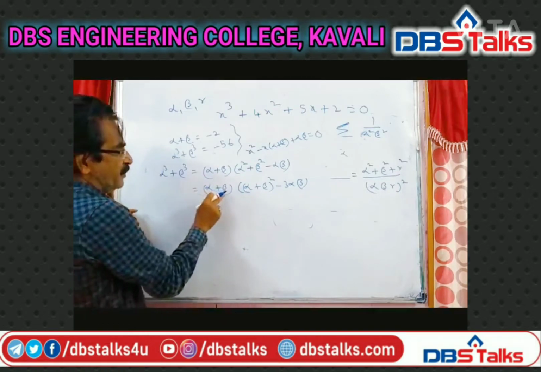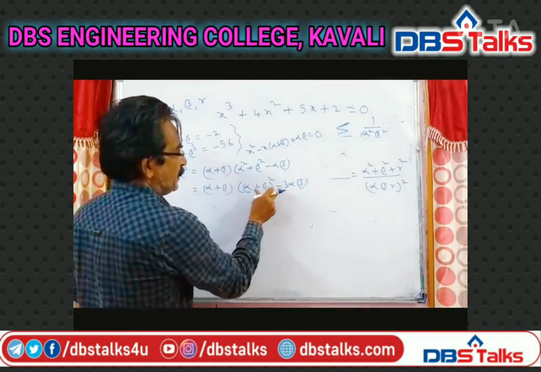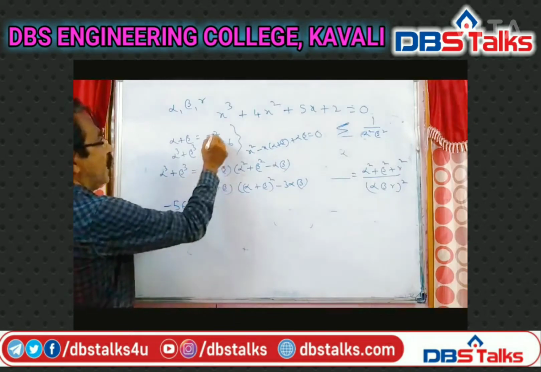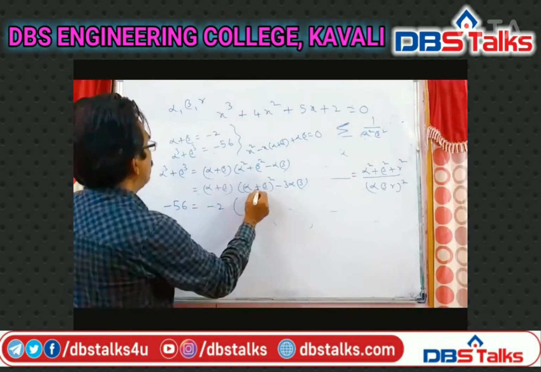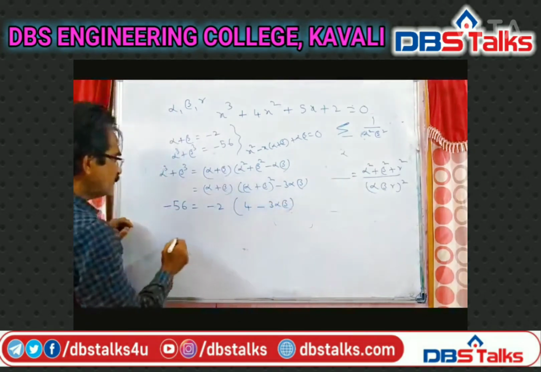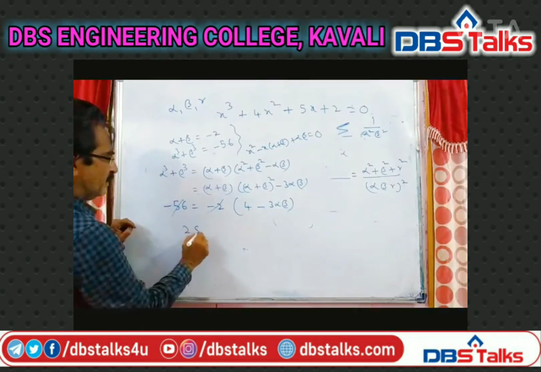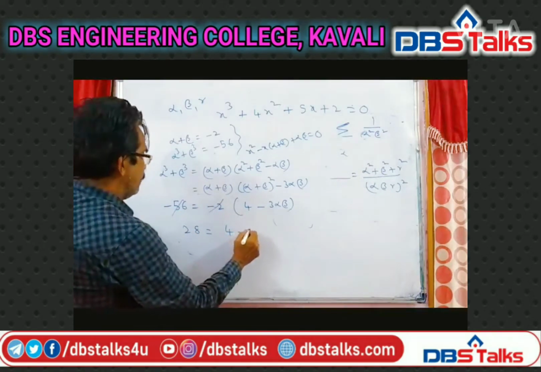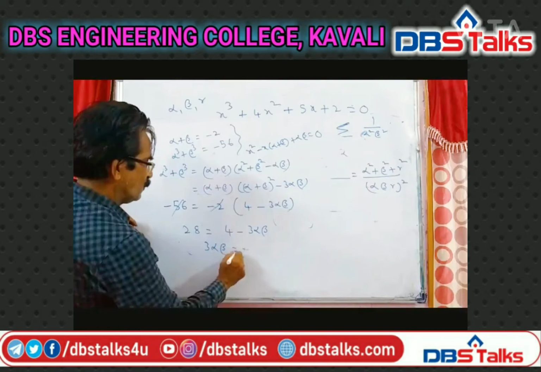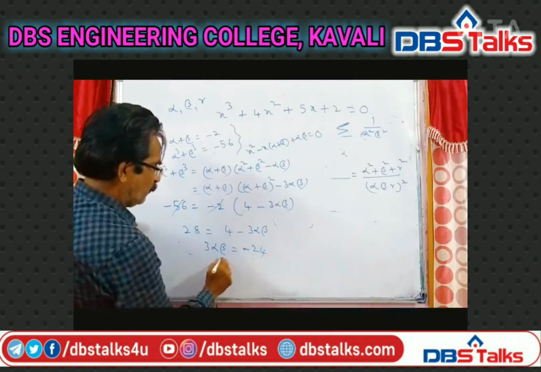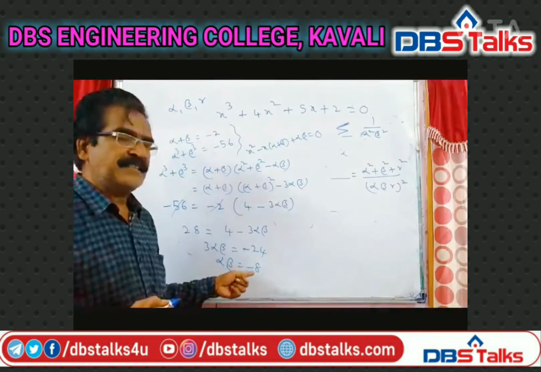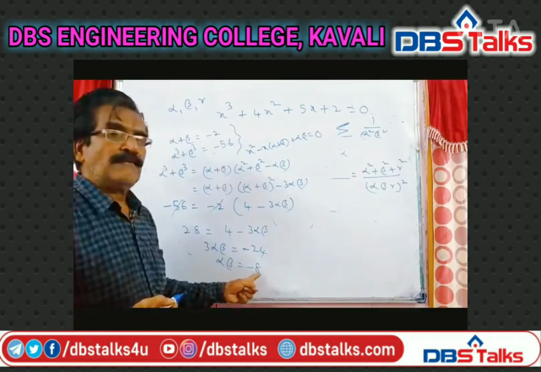So alpha cube plus beta cube is equal to alpha plus beta into alpha plus beta whole square minus 3 alpha beta. Alpha cube plus beta cube is equal to minus 56. Alpha plus beta is minus 2 into alpha plus beta whole square, 4, minus 3 alpha beta. We have to find alpha beta. 28 is equal to 4 minus 3 alpha beta. 3 alpha beta is equal to 4 minus 28, which is minus 24. So alpha beta is equal to minus 8. Yesterday we got 28, but alpha beta is equal to minus 8.